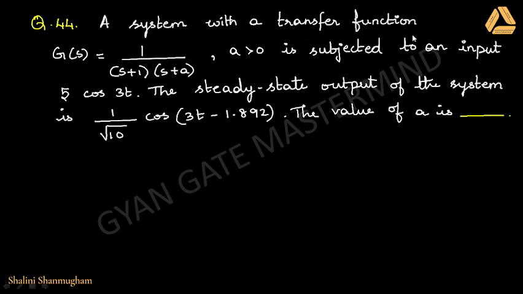A system with a transfer function G(s) equal to 1 by (s plus 1) into (s plus a), where a is greater than 0, is subjected to an input 5 cos 3t. The steady state output of the system is 1 by root 10 cos(3t minus 1.892). The value of a is, so we have to find the value of a in the transfer function.